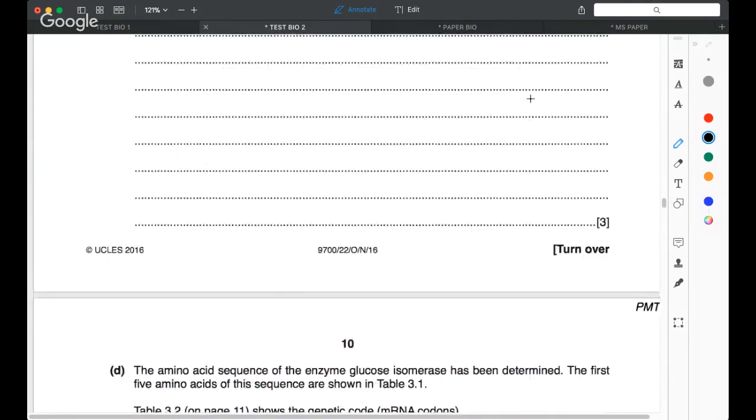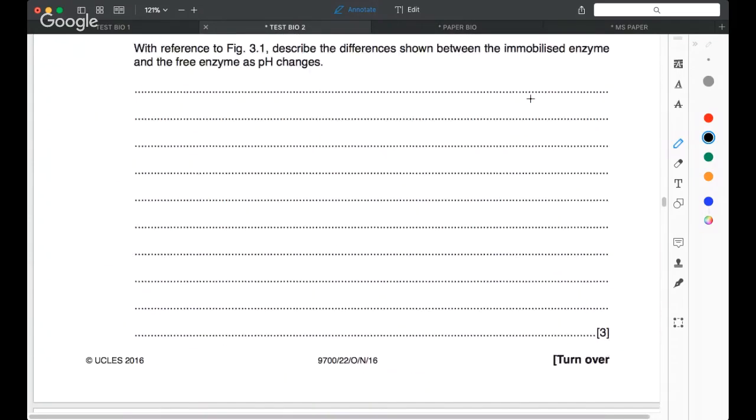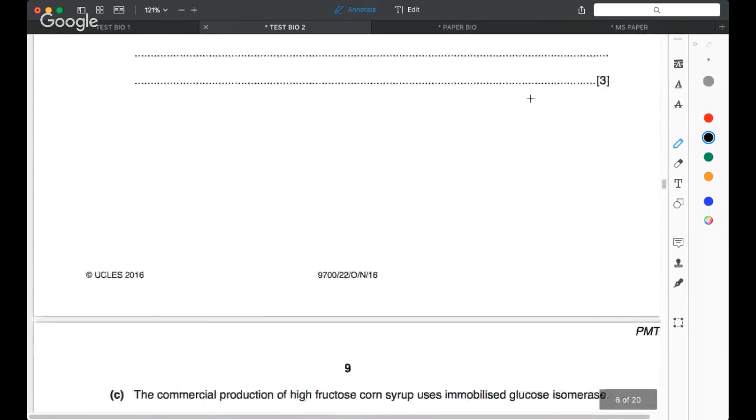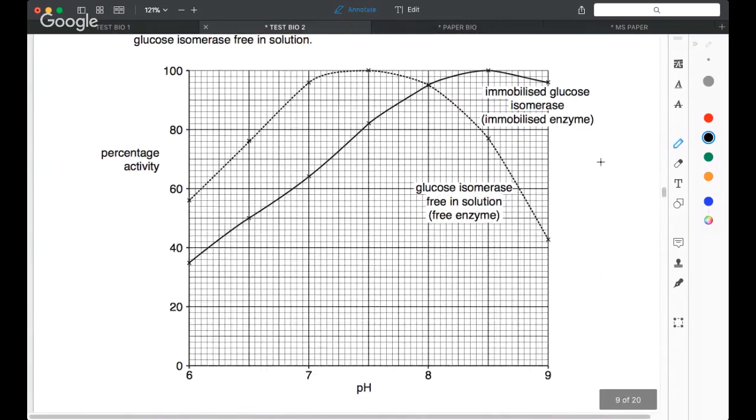But anyways, what they talk about in this is peak activity. So always use the actual values: peak for this is there, peak for that is there. Then talk about how from pH 6 to 8, free-in-solution enzyme has higher activity than immobilized enzyme, and from 8 to 9, immobilized has higher activity than free. And you can talk about the increase and the decrease. You can talk about the steepness of the inclines.